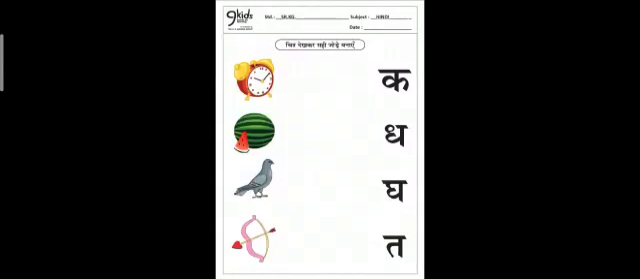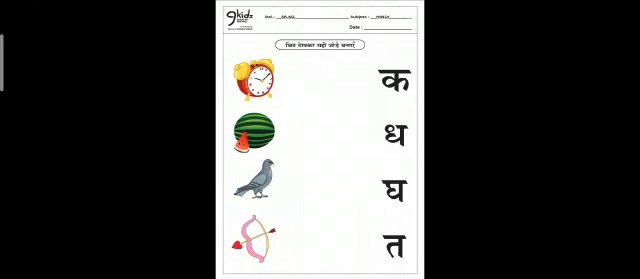Second worksheet is चित्र देखकर सही जोड़े बनाएं. We have to recognize the picture and match it with the first letter of that picture. First picture is Ghadi. Ghadi starts from Gh. So its first letter is Gh. So we have to match Ghadi with Gh.